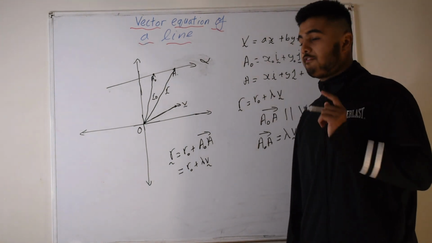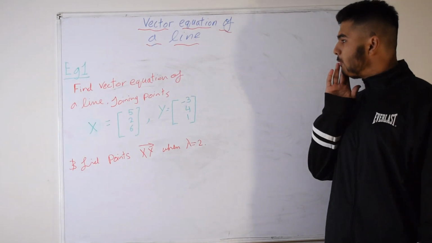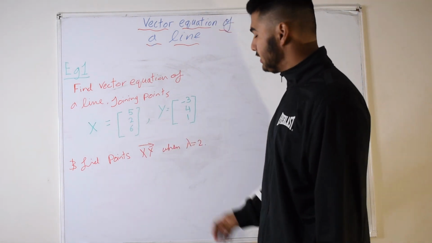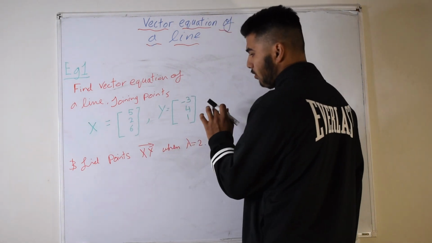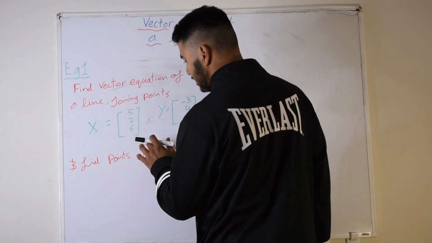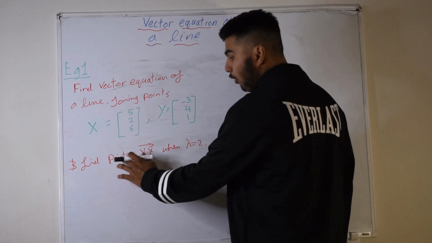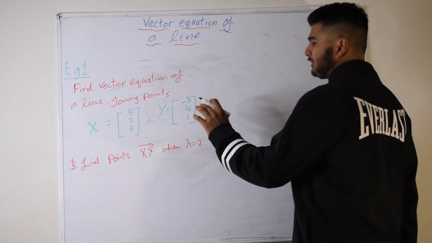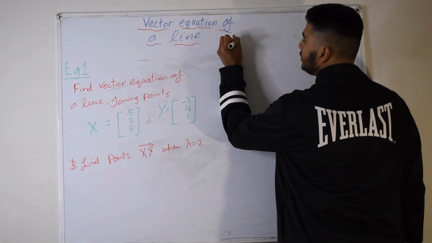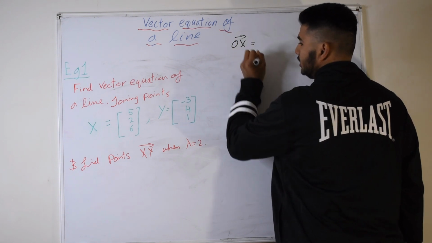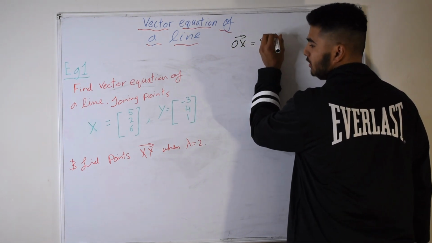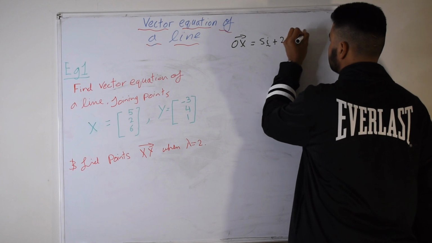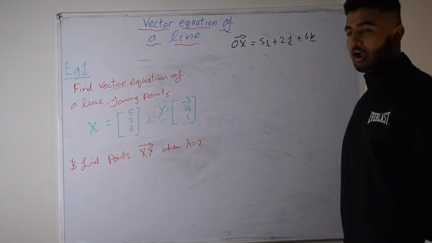Now let's look at the first example. It says find the vector equation of a line joining points X(5, 2, 6) and Y(-3, 4, 1), and find the points of vector XY when lambda equals 2. First step, let's figure out what OX is. Vector OX is 5i plus 2j plus 6k. Correct?